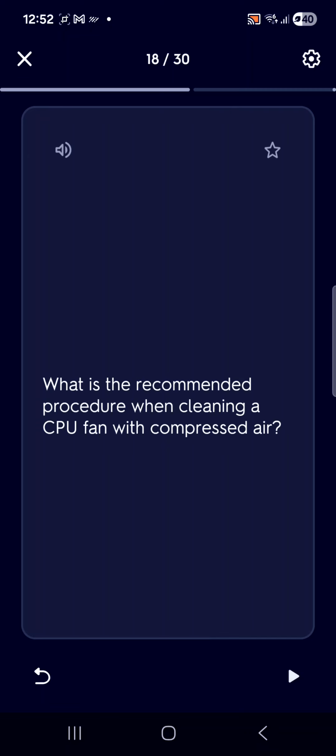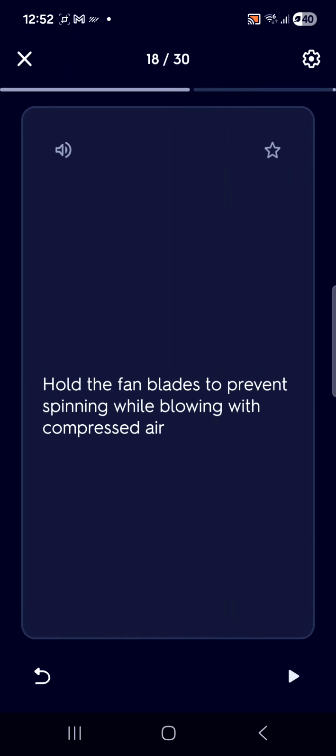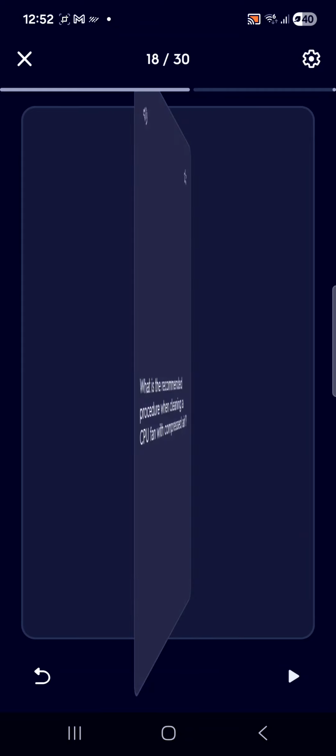What is the recommended procedure when cleaning a CPU fan with compressed air? You should hold down the fan blades to prevent spinning while blowing it with compressed air. I was guessing there, and I was right.